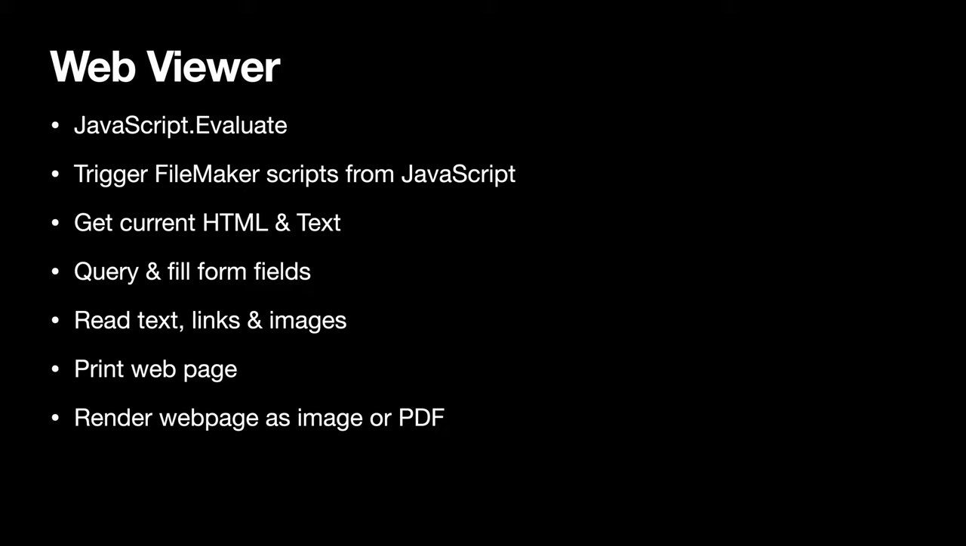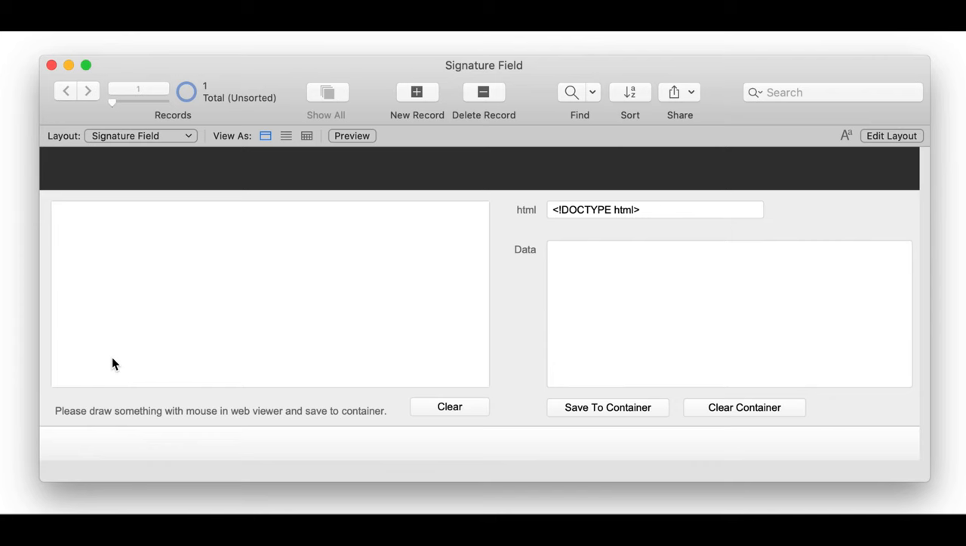Here we have an example where we use a web viewer on the left, so you can draw some signature on it with the mouse or trackpad, and then we can save the picture to a container in your FileMaker solution.